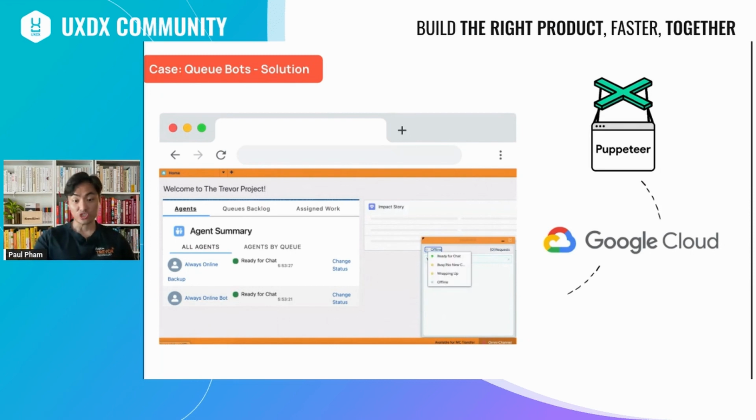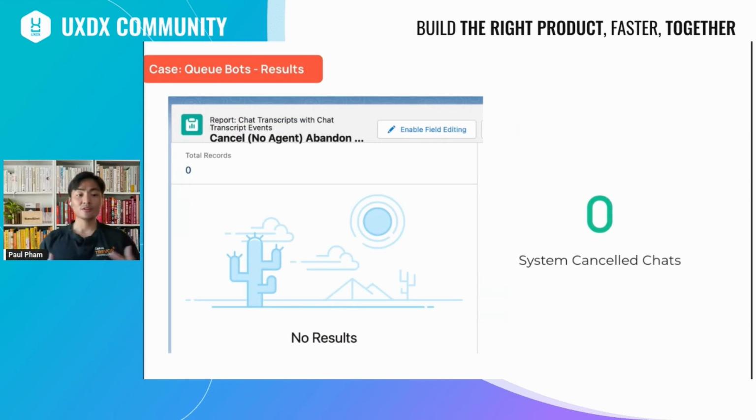And as a result of implementing this type of automation, we got zero system cancels ever since, and it actually helped our counselors focus more on providing better services for our end users and not worry about this extra added responsibility to keep our queues open 24/7.